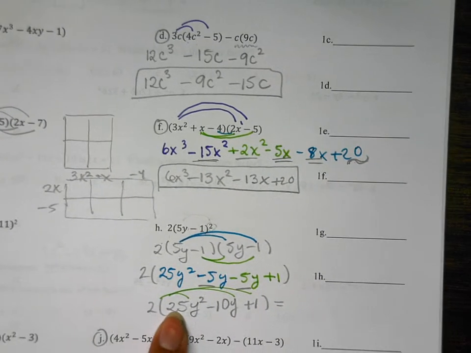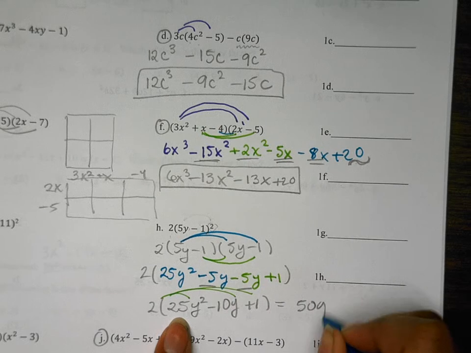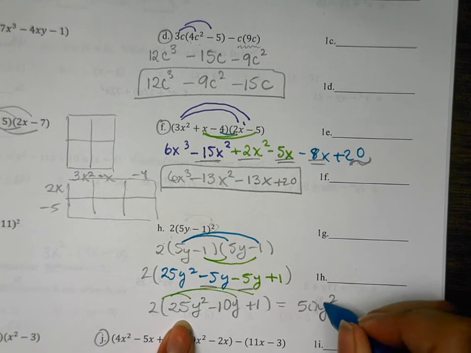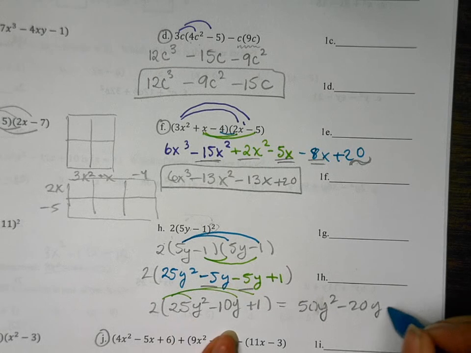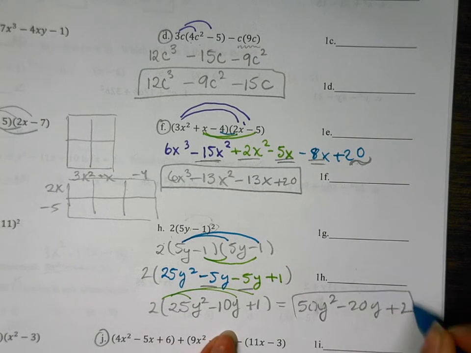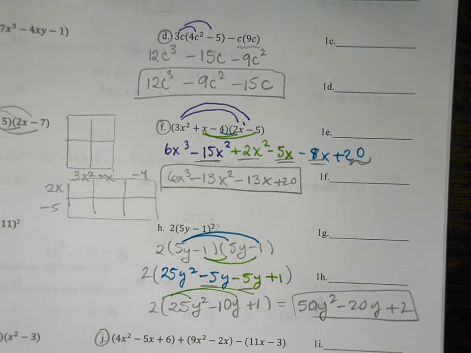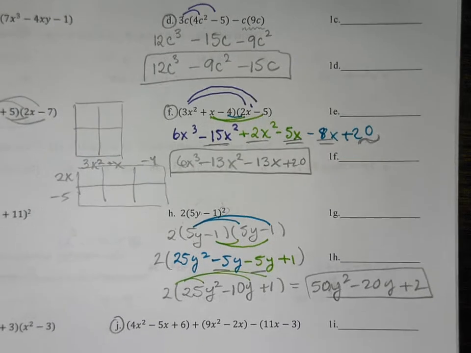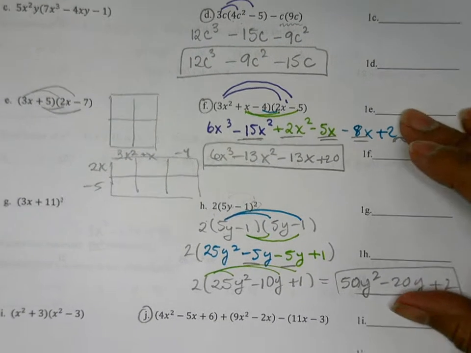Did anybody distribute the 2 first? No? Okay. So much order. Some kids in my other class did, and we verified, and we had the same answer. What does that equal? 50y squared, minus 20y, and then plus 2. Good job. Okay. Questions?